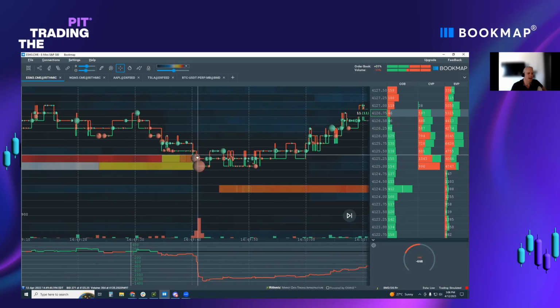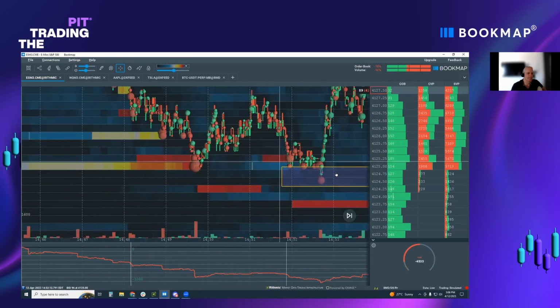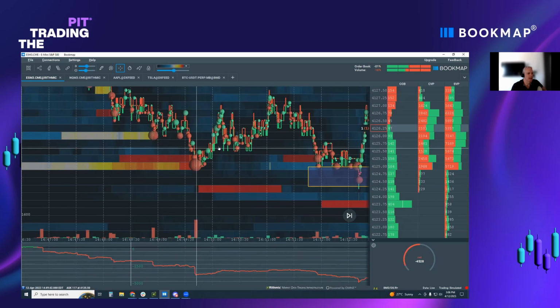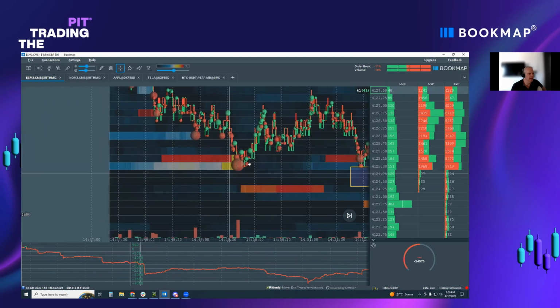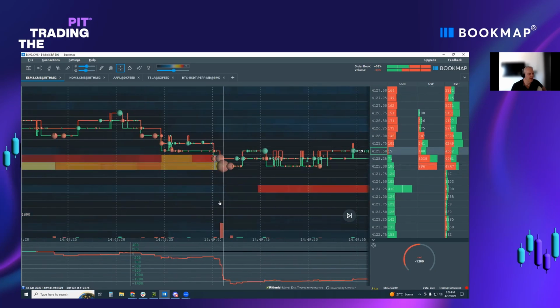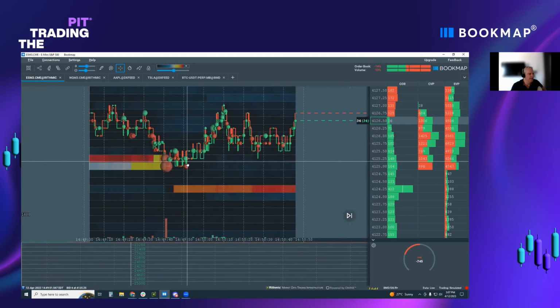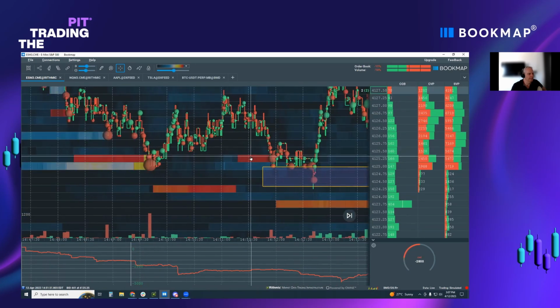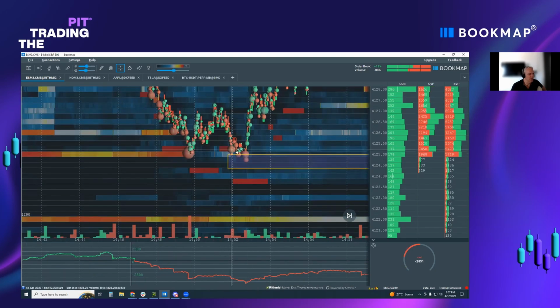So we have sellers in here, and we made a lower low in CVD, but we made a higher low. We didn't make a higher low. Let me show divergence maybe somewhere else. It does work in here, in this little zone in here, but I'll show it in a more traditional way.